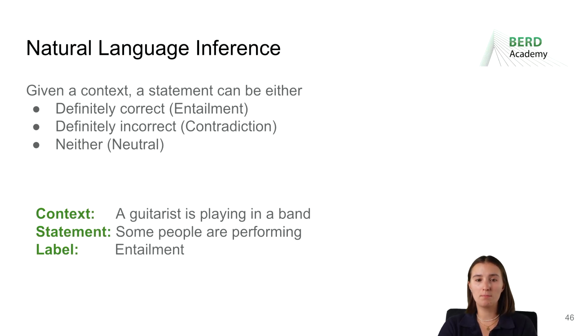So maybe for a simple example, "a guitarist is playing in a band" is the context. And then the statement is, "some people are performing." And now we have to decide, is the statement correct or incorrect or neither? In this example, it's clear that it is correct, it's entailment. If a guitarist is playing in a band, people are performing. Because a band is multiple people, so some people are performing, because at least the guitarist is performing with his band. There might also be other examples that are not that clear, however.